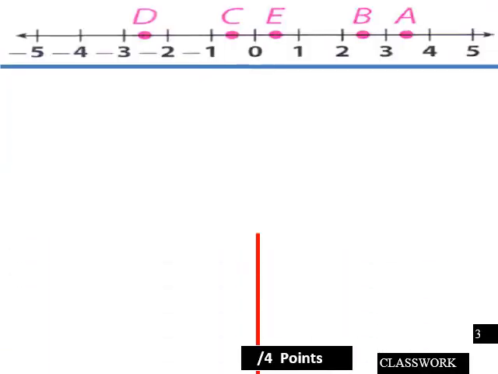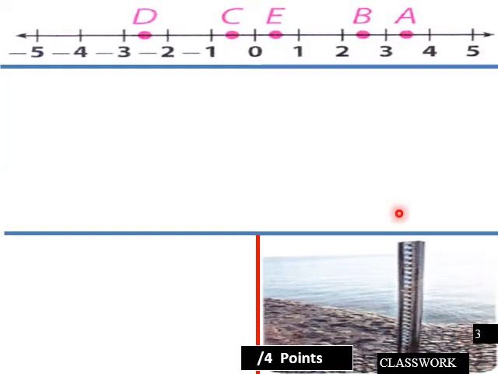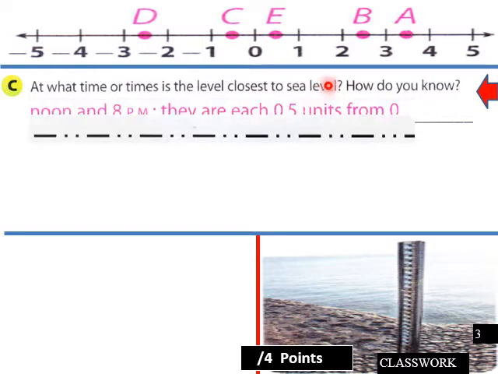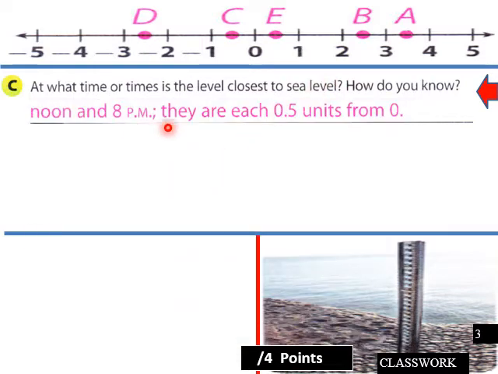Okay, so classwork page 3. Those were plots of sea level. At what times is the level closest to sea level? How do you know? Noon and 8 p.m. are each 0.5 units from 0. So we have one that's 0.5 from 0, and then negative 0.5 is the same distance from 0 as each other.